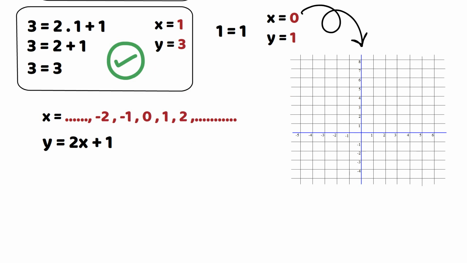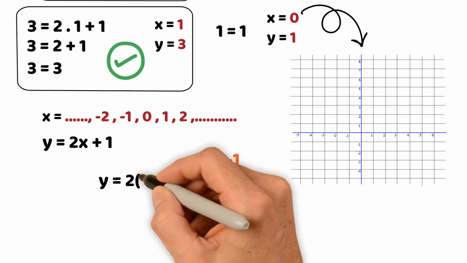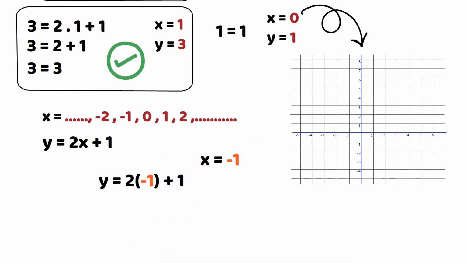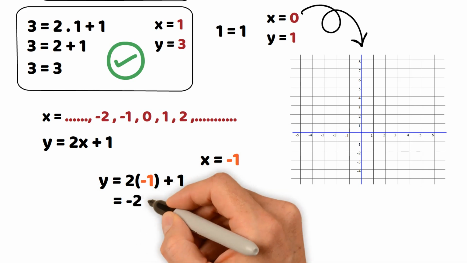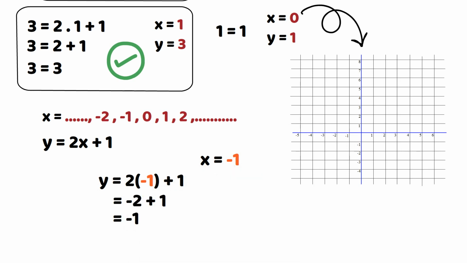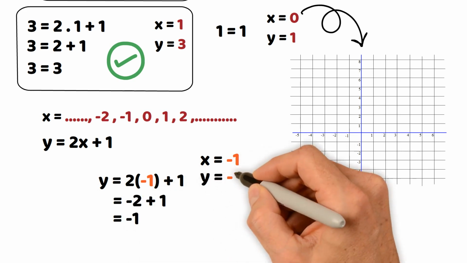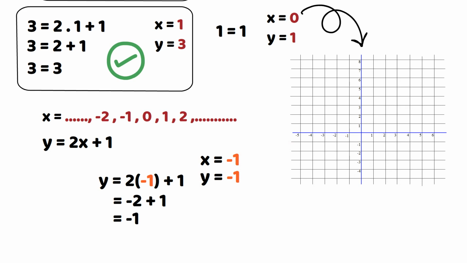So if we want to pick x equals negative 1, then the value of y is forced upon us, where y equals 2x plus 1, which means y equals 2 times negative 1 plus 1, or negative 2 plus 1, which is negative 1. So y has to be negative 1, which means that x equaling negative 1 and y equaling negative 1 is another choice of the variables that satisfies the equation y equals 2x plus 1.